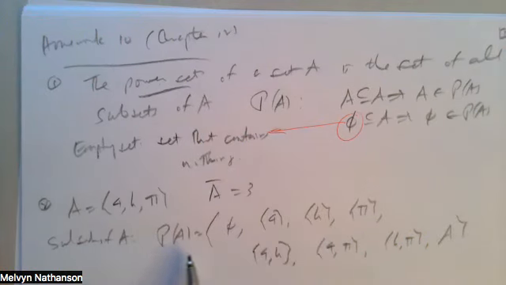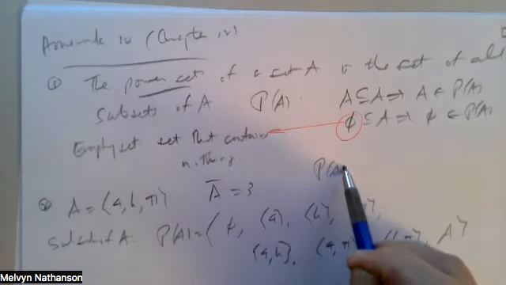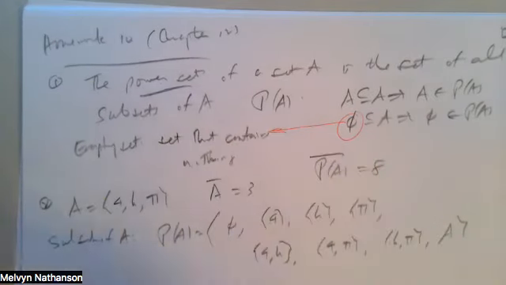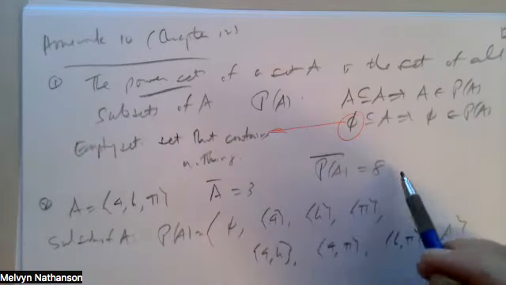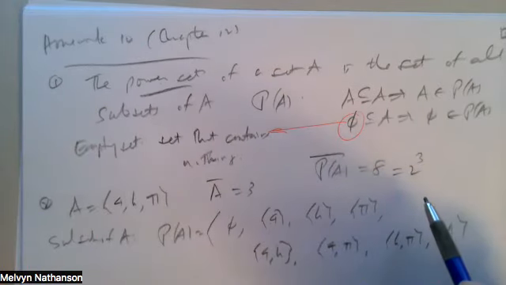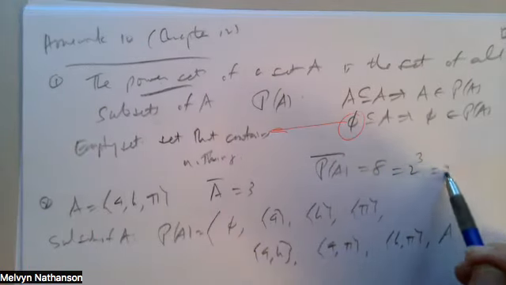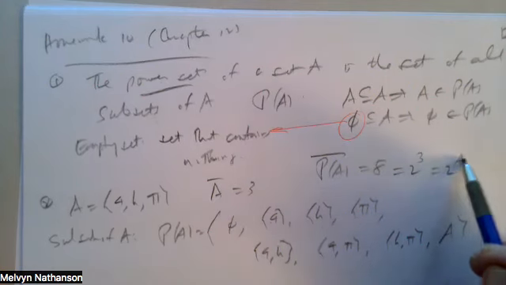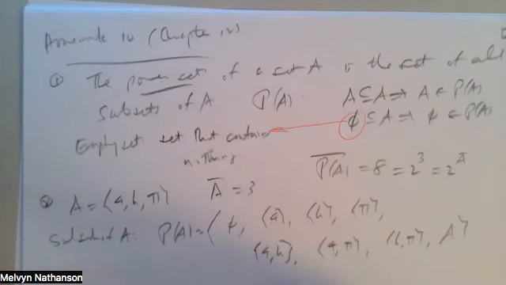So the power set of A is a set, and these are the elements of the set. The elements of the set are subsets of the set A. And in this case, there are how many? 1, 2, 3, 4, 5, 6, 7, 8. So the power set of A in this case has 8 elements, which you might observe is 2 cubed, which you might observe is 2 to the what? The cardinality of A. Let's see what happens.